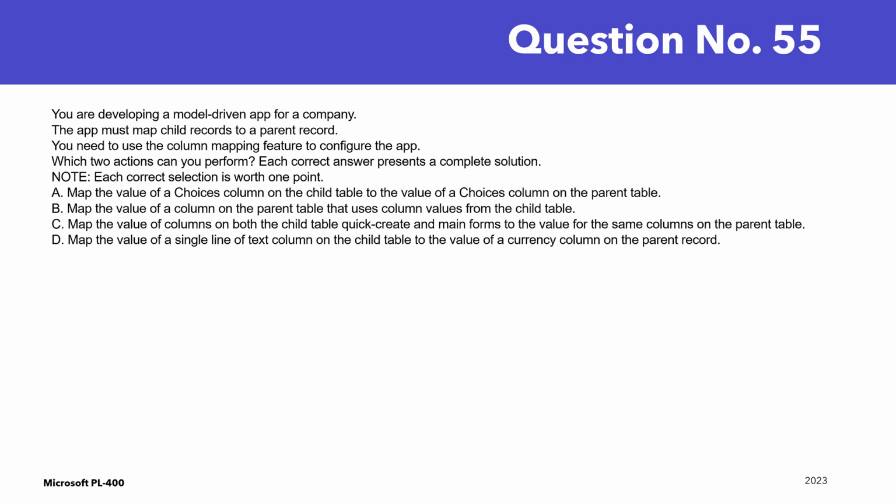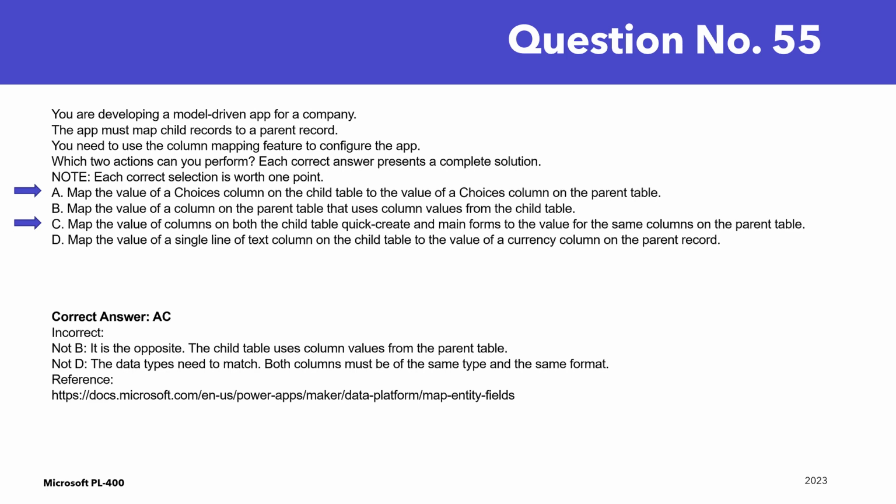Note, each correct selection is worth 1 point. A. Map the value of a choices column on the child table to the value of a choices column on the parent table. B. Map the value of a column on the parent table that uses column values from the child table. C. Map the value of columns on both the child table quick create and main forms to the value for the same columns on the parent table. D. Map the value of a single line of text column on the child table to the value of a currency column on the parent record. Correct answer, A, C.